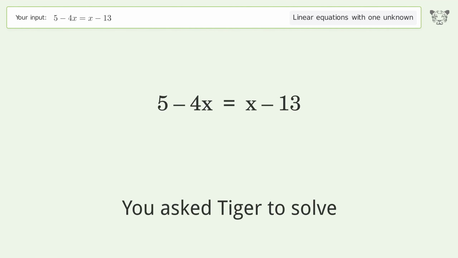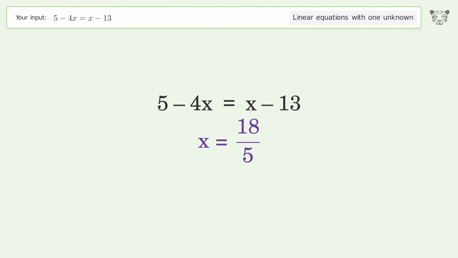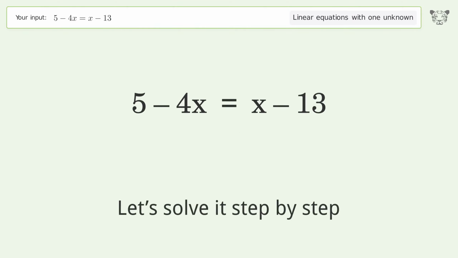You ask Tiger to solve this, which deals with linear equations with one unknown. The final result is x equals 18/5. Let's solve it step by step.